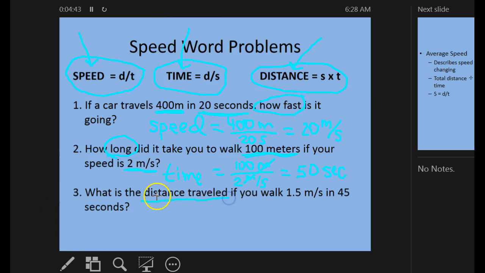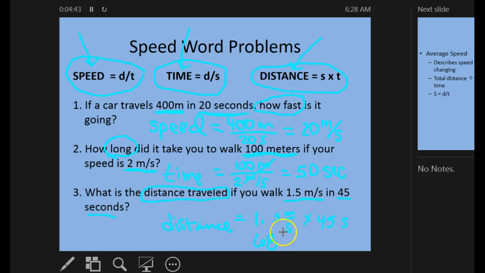What is the distance traveled? So we're looking for distance now. If you walk 1.5 meters per second, there's our speed. In 45 seconds, there's our time. We're looking for distance. So distance equals speed times time. There's the equation up there. Speed times time. So 1.5 meters per second times 45 seconds. So we can do that. I'm going to have to use a calculator for that one. 1.5 times 45. That's 67.5, or we can round that to 68.